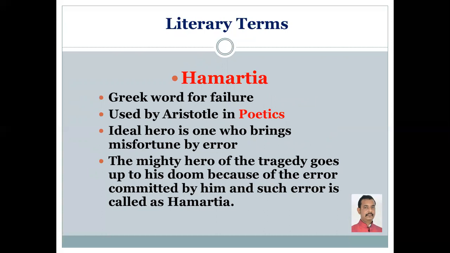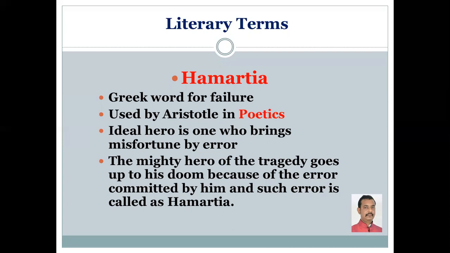The next literary term is hamartia. Hamartia is a Greek word for error or failure. It was used by Aristotle in Poetics. Aristotle used it to designate the false step that leads the protagonist or a central character in a tragedy to his or her downfall.